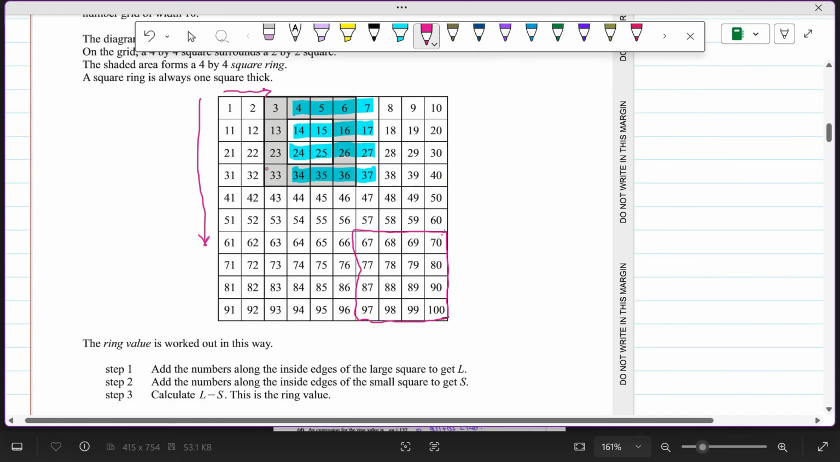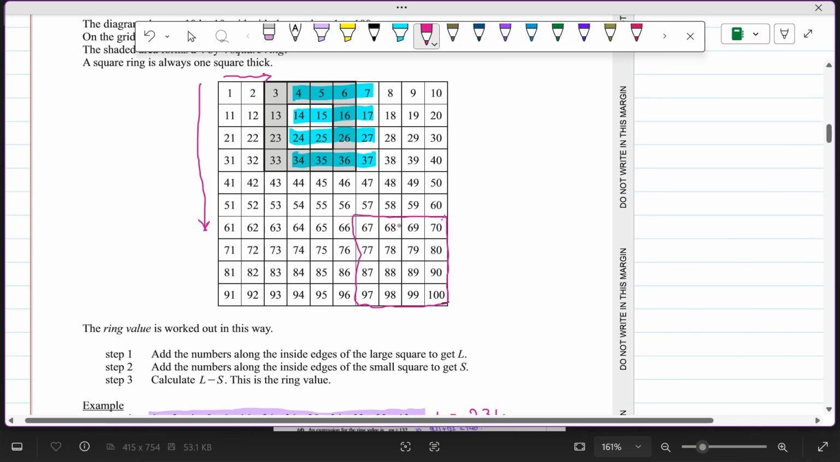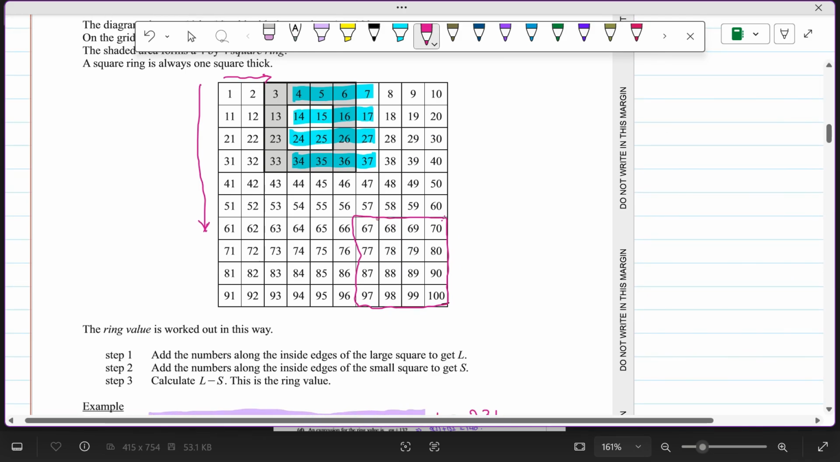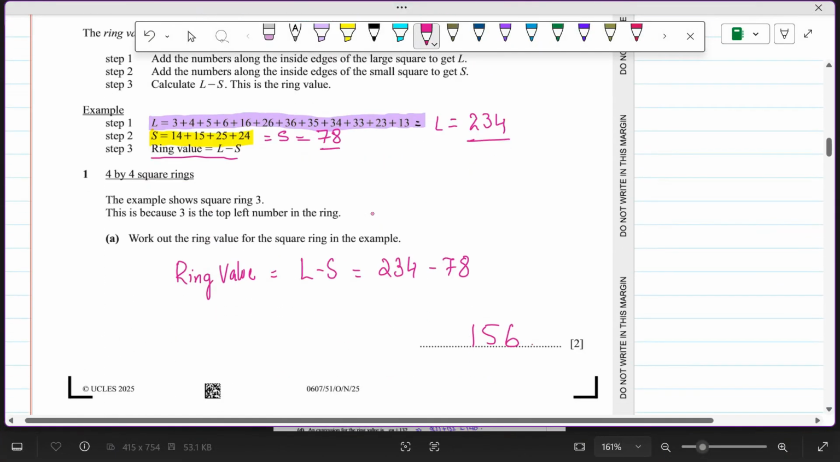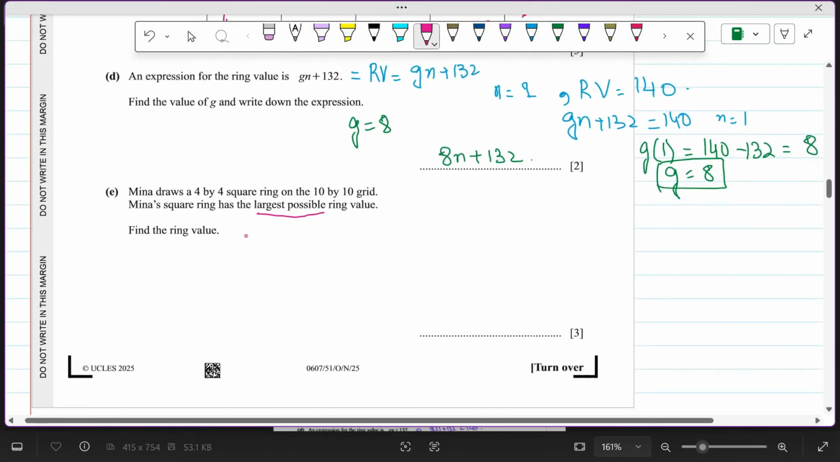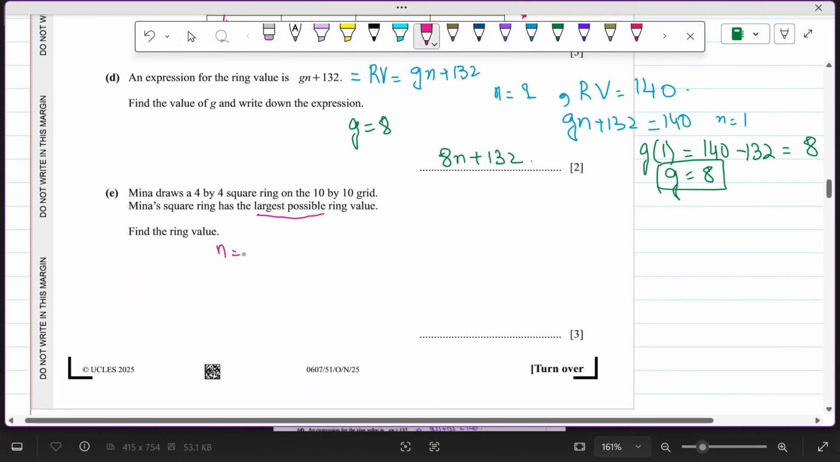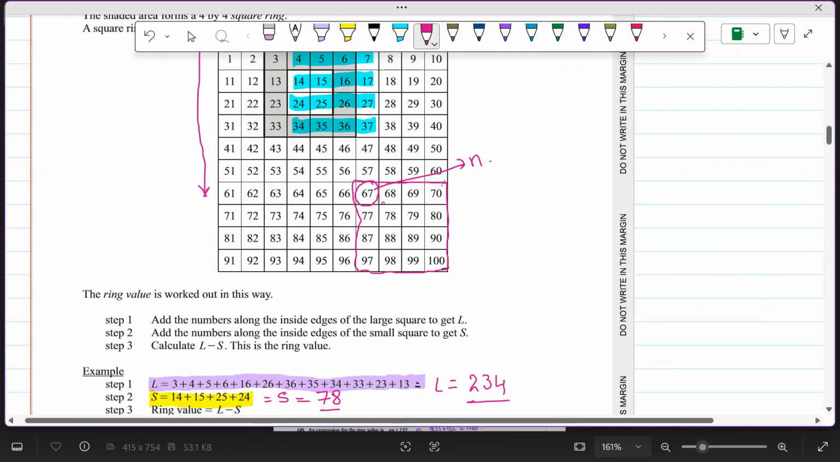Because when we increase the value of n towards downward or towards the right side, the ring value will always increase. So this is the last 4 by 4 square we can achieve, for which we will have the maximum ring value and maximum n value, the top leftmost value of the square. So we can say that in this case n is equal to 67.